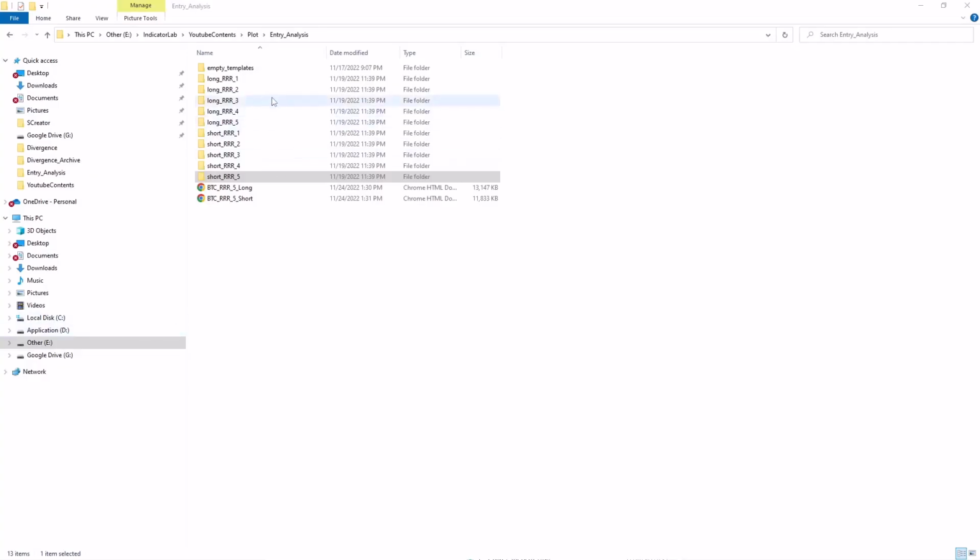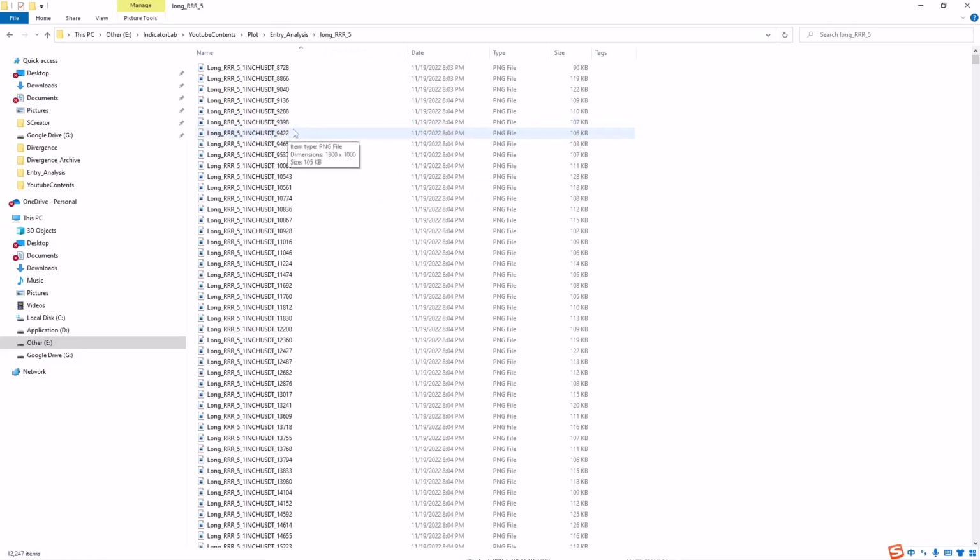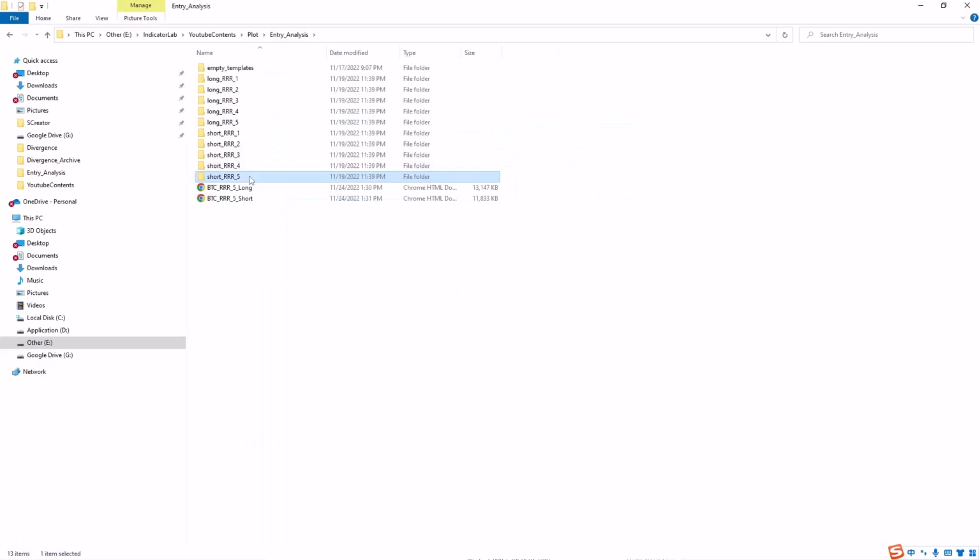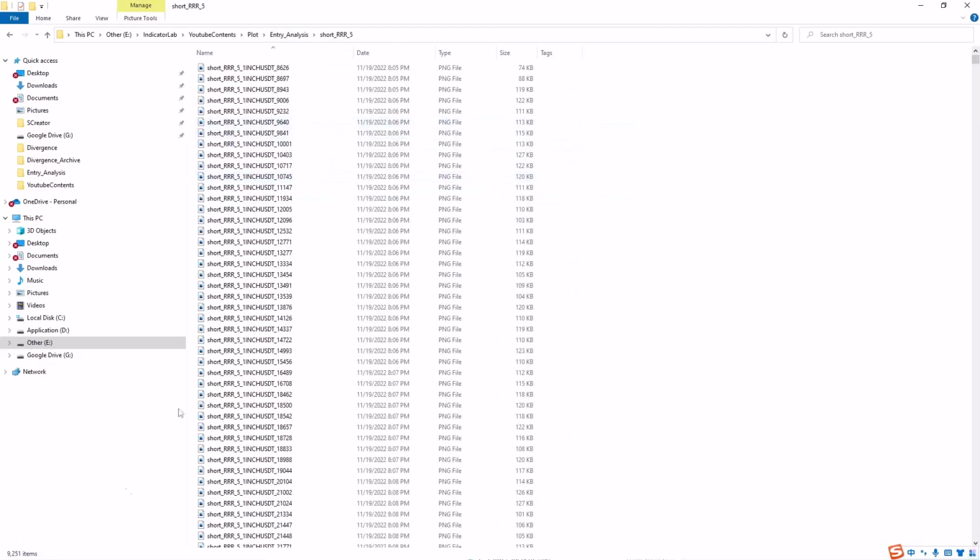Here we go. So we sorted all these entry points by their risk-reward ratio. For example, this long risk-reward 5 represents the entries that give us at least 5 times return, and we have 12,000 entries. And on the short side, we have 9,000 images for the 5 times reward.